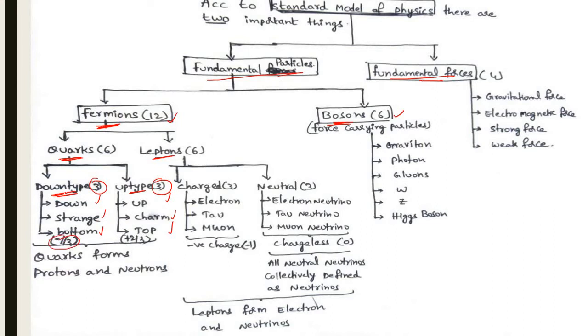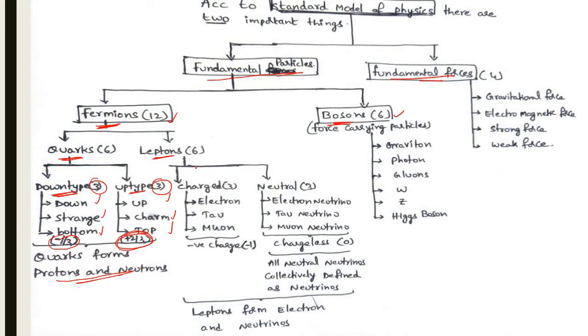This is the charge of down type particles, which means all these three will have the same charge of minus 1 by 3, and up type particles will have a charge of plus 2 by 3. We'll see what this charge is and how it will be helpful for us. These quarks form protons and neutrons.